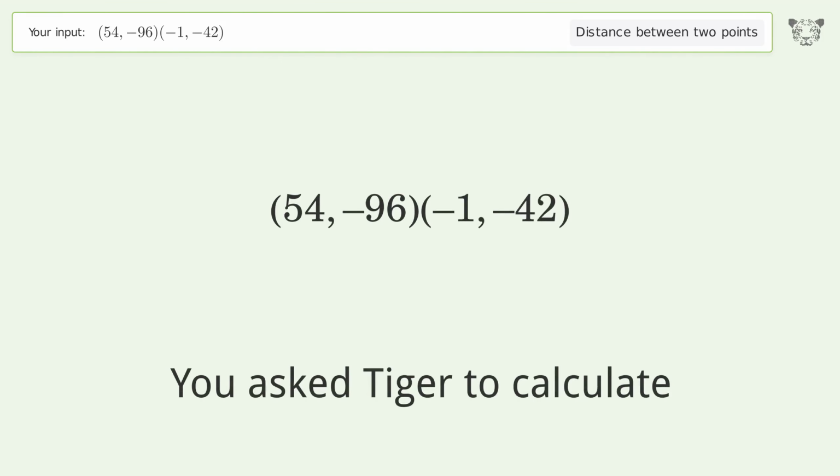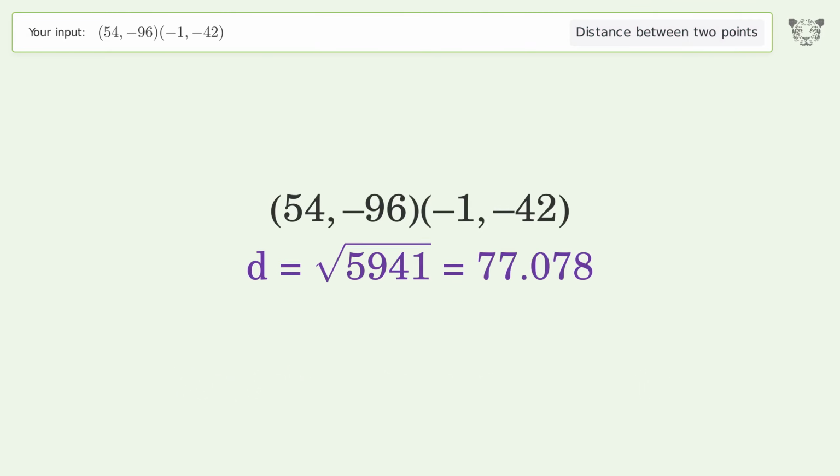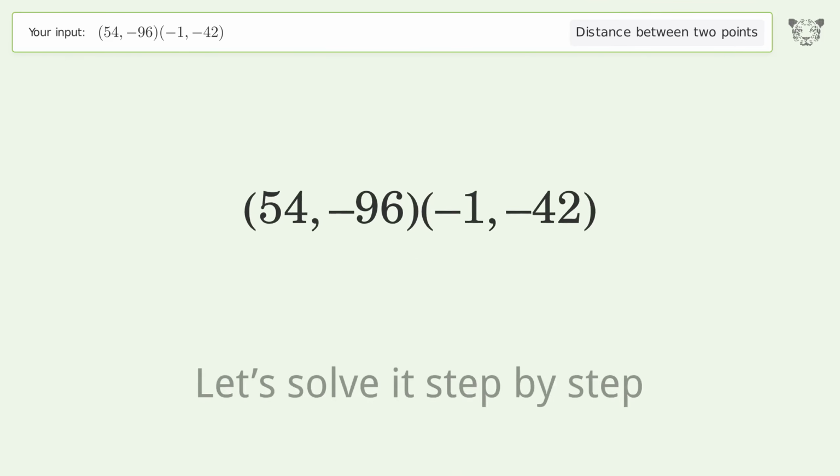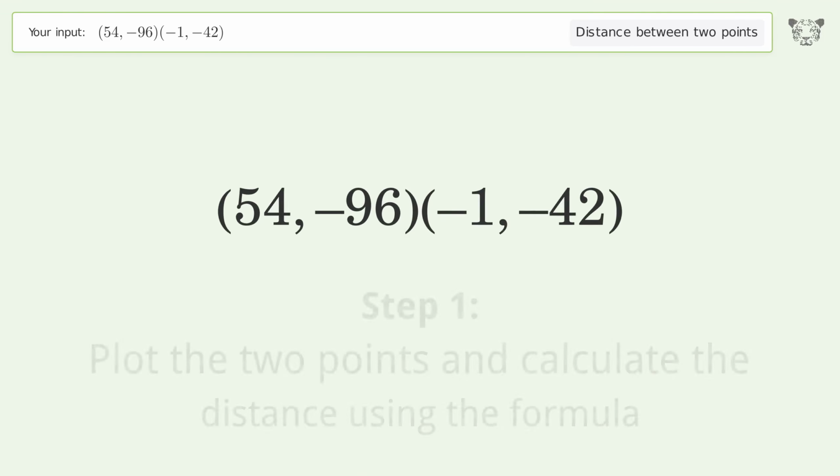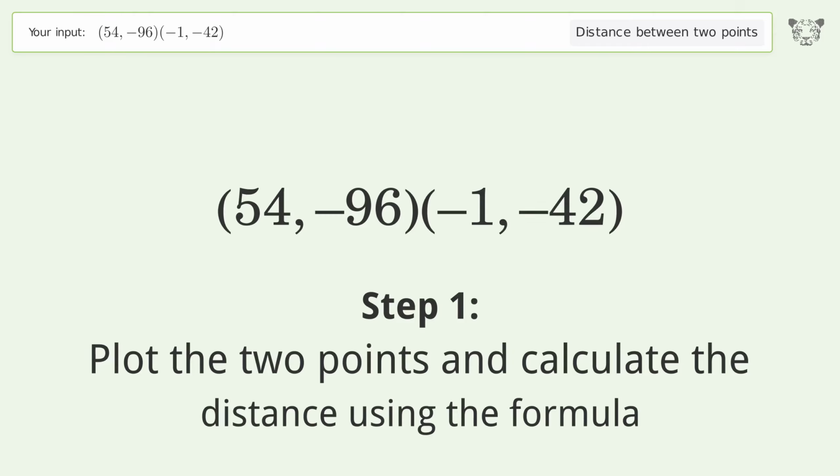You ask Tiger to calculate. This deals with the distance between 2 points. The distance between the 2 points is the square root of 5,941, or 77.078. Let's solve it step by step. Plot the 2 points and calculate the distance using the formula.